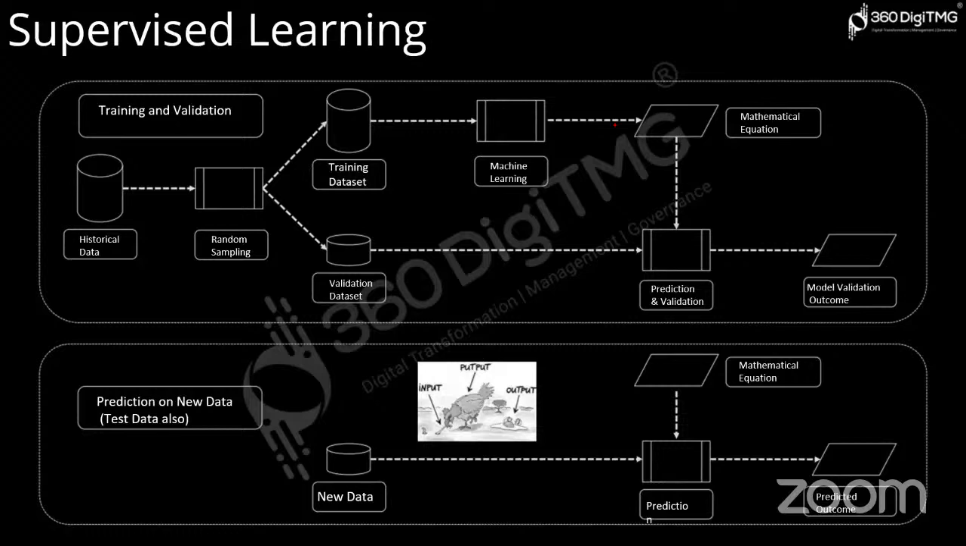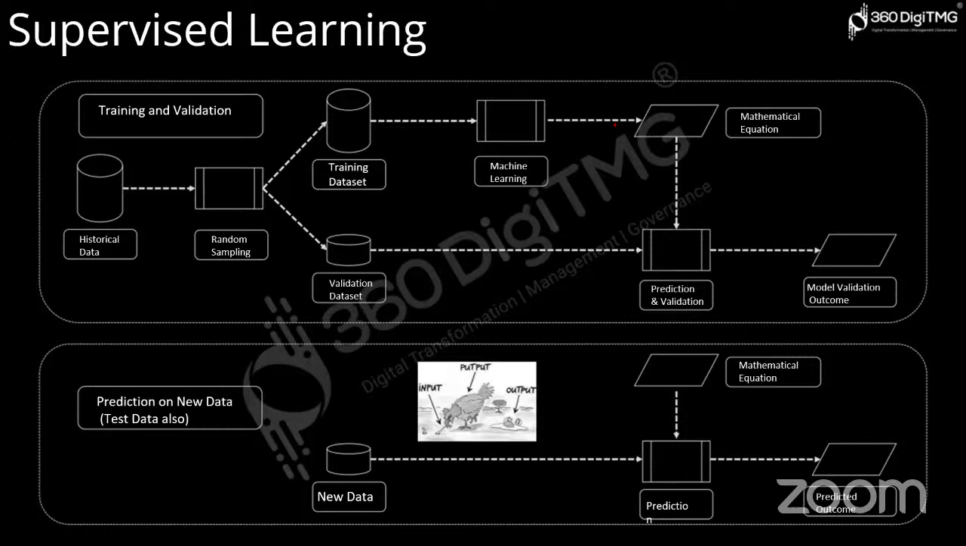Now, what we do over here is try to do prediction on new data. See here, we have our data on which we have trained the model. That is fine, understood. But here, we have a totally new data set. We take the new data set, do the prediction using the mathematical equation we got, and we get the predicted outcome.